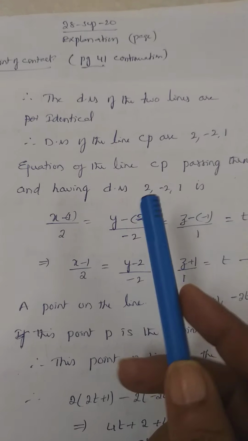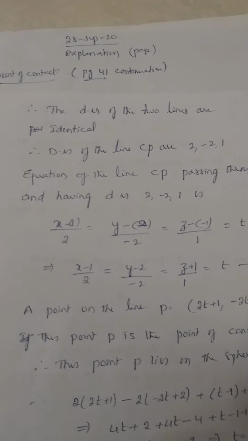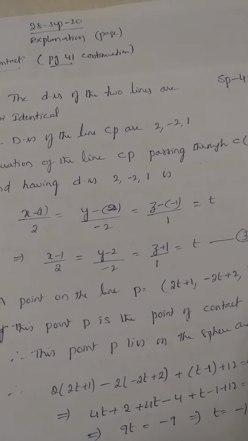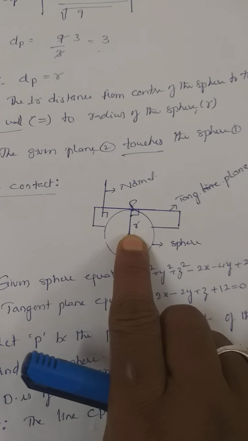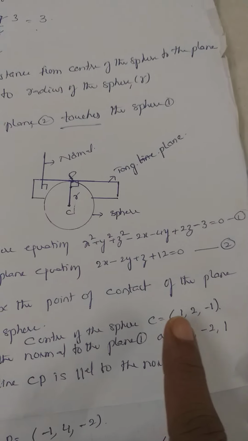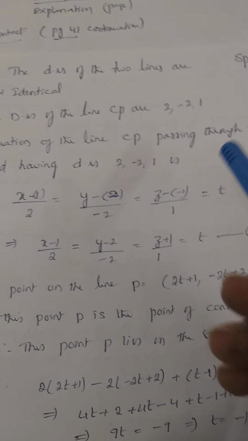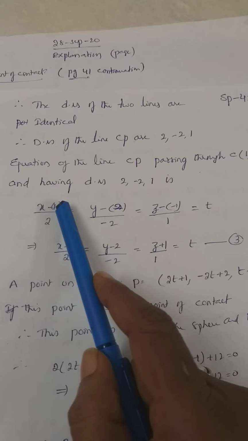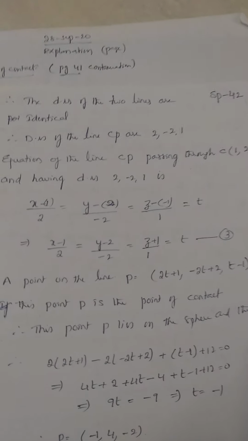Now therefore the direction ratios of the line CP are the same, 2, minus 2, 1. Now from the figure we know the direction ratios of the line CP, and this line is passing through a point C whose coordinates are given by 1, 2, minus 1. Now we can find the equation of the line CP passing through the point C and having direction ratios 2, minus 2, 1. What is that formula?